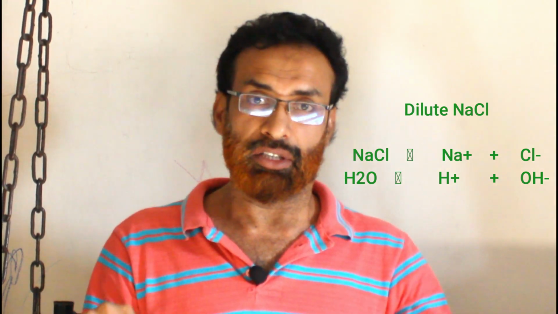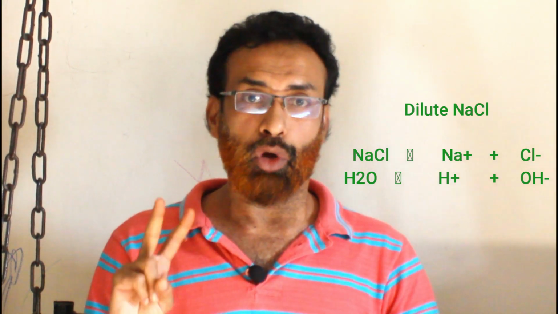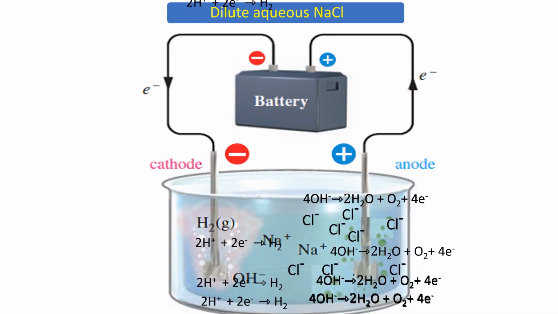So when you pass electricity using electrodes here, both sodium ion and hydrogen ion are pushed to the cathode. In our electrochemical series, hydrogen ion is prior to gain electrons, so sodium ion will not gain electrons here. Hydrogen ion will gain electrons first to give hydrogen atoms, which then combine to form hydrogen molecules. So here we'll get bubbles of hydrogen gas, a colorless gas.